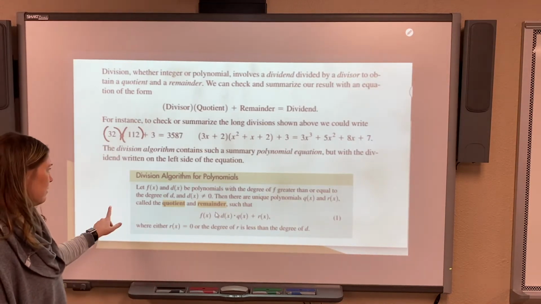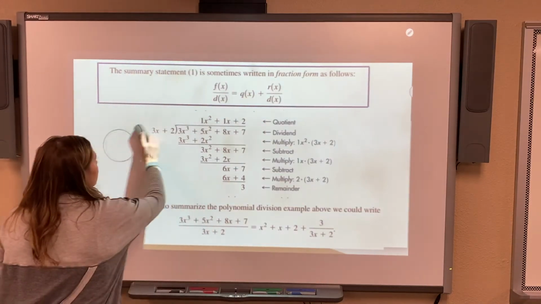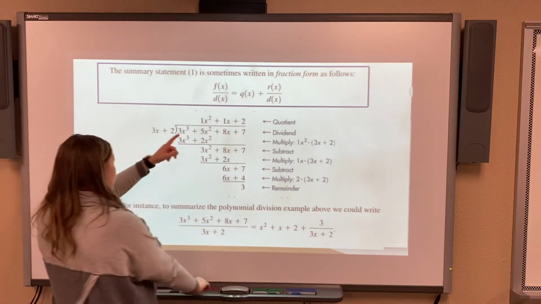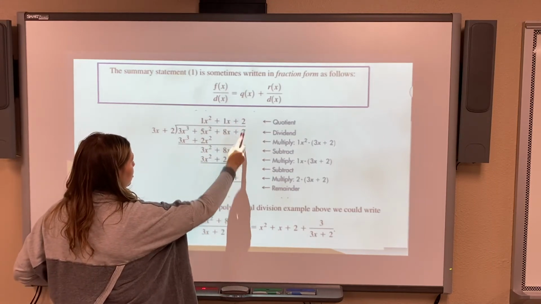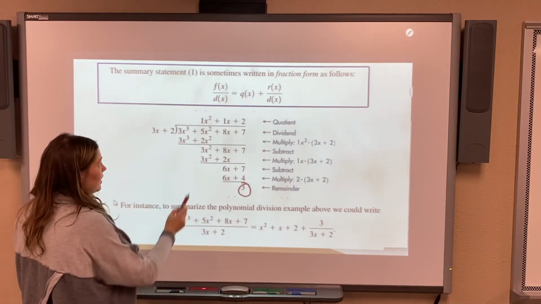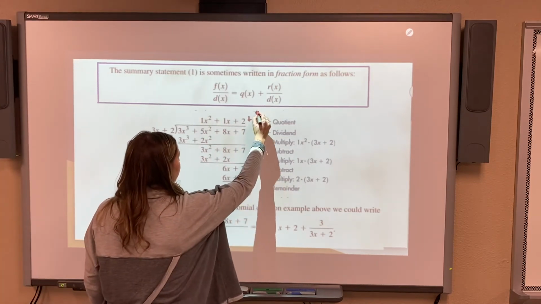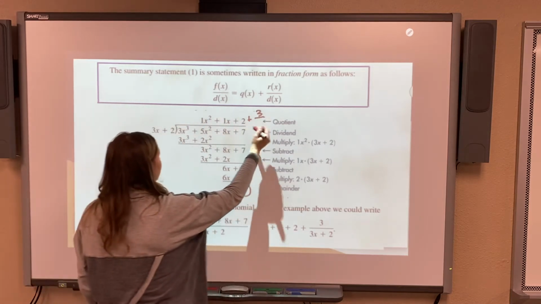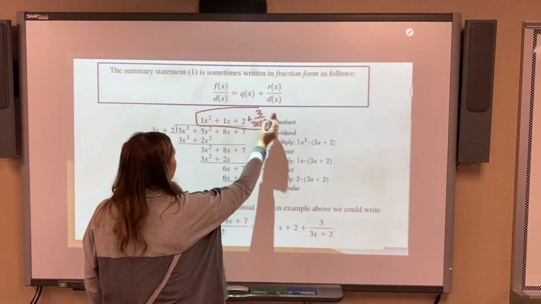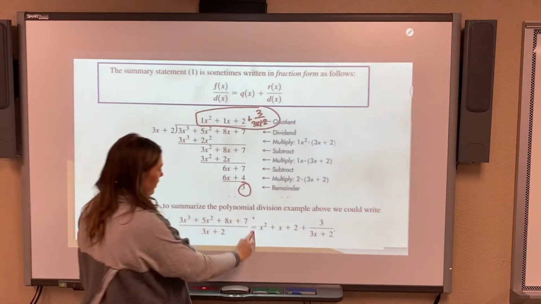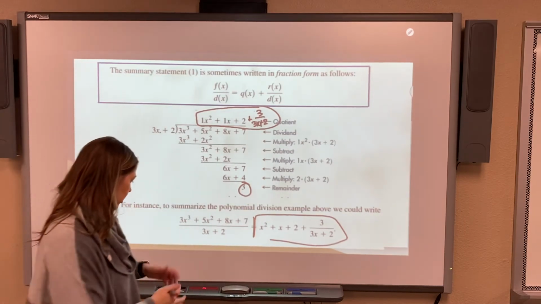You can also write it as a fraction, which is the most common case, which is this summary statement. So if we have the previous answer, our quotient is x squared plus 1x plus 2 with a remainder of 3. So you can add that, and then this is our answer, plus our remainder 3 over our divisor, which was 3x plus 2, and that's your answer. That's what you're going to see mostly. Whatever your remainder is, you put it over what you divided by, bam, there's your answer.